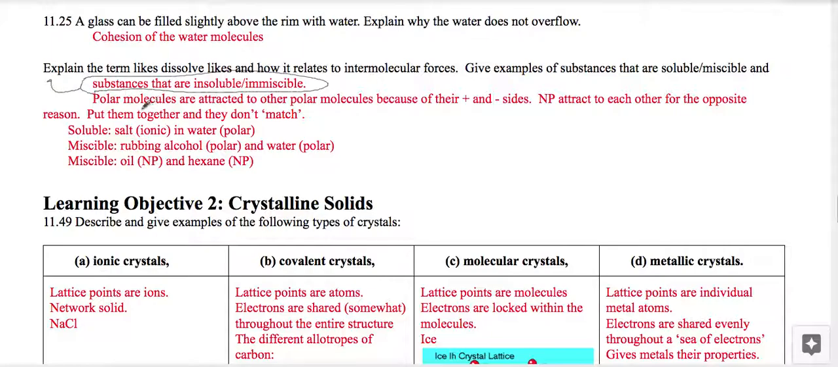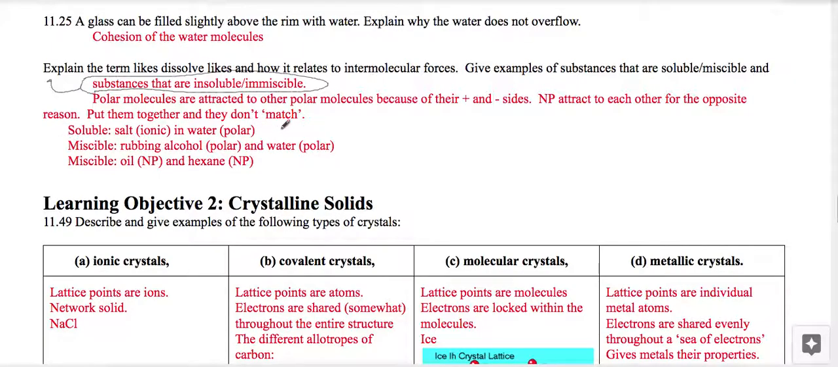Back up there. Likes dissolve likes tells us whether or not something is going to be soluble. Polar molecules attract to other polar molecules, and therefore will dissolve them. Non-polar molecules attract to each other for the opposite reasons. There aren't any polar sides for non-polar molecules, which allows them to attract. If you put them together, things that are polar are attracted to other polar things, and non-polar things are attracted to other non-polar things, so they don't match with each other, and they're not going to dissolve each other.